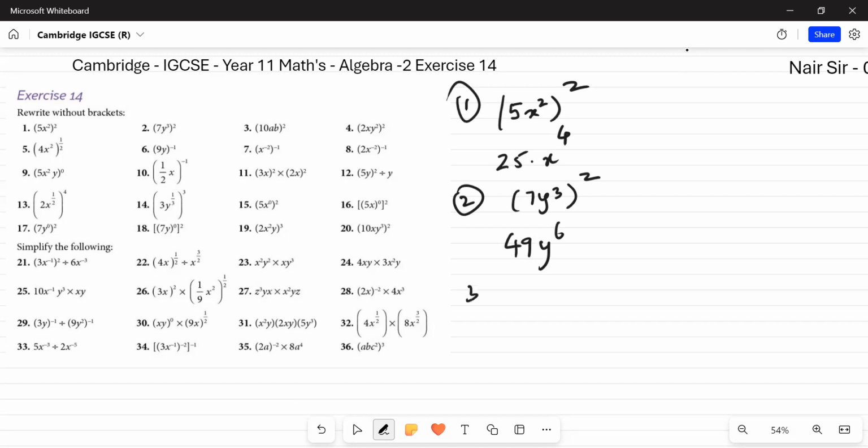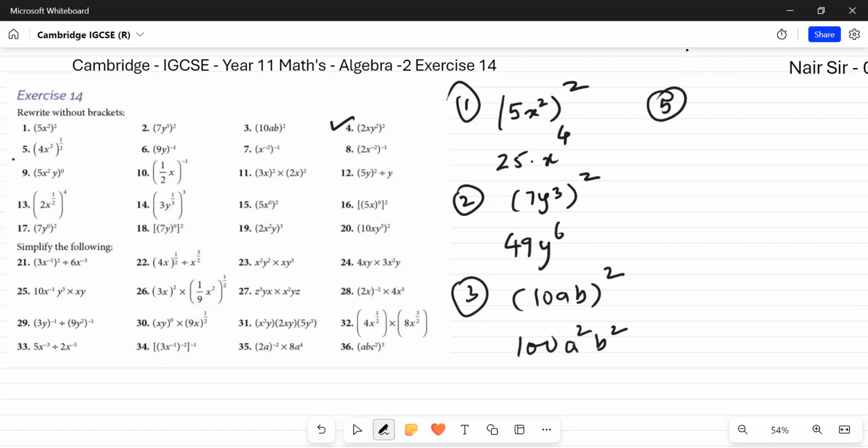Okay. Third one, 10ab the whole squared. 10 tens are 100, and ab, so that will become a squared b squared. Okay, so question numbers 4 and 5 I will solve. Question number 5 is slightly different. Question number 5 tells me 4x squared to the power half.